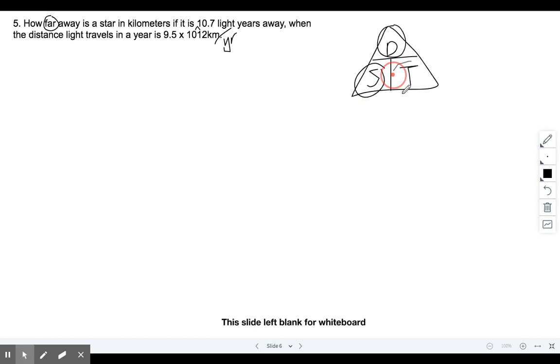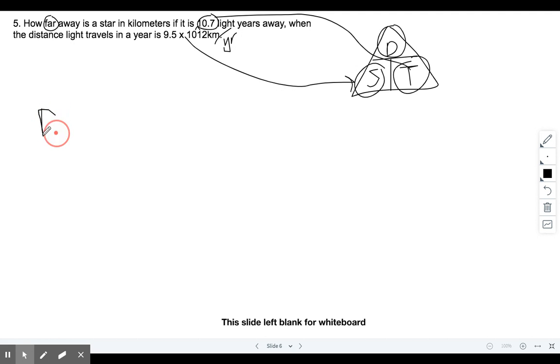And we have the time. That's the 10.7 light years. That tells us how long it's been traveling for at this speed. So we want to know how far away that star is. This is the speed of how fast light travels in a year. We have how long it's going to take, because remember, light years tells us the distance, but it also tells us how long that light's been traveling.